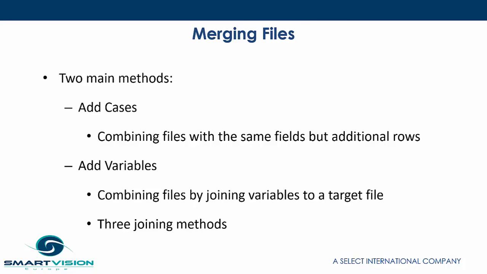The second is the situation where you're adding variables, and this is where you're combining files by joining the variables, usually to a target file, using something like an ID field or what's called a keyed variable. And there are in fact three different methods for doing this, and we'll see what those are in a bit more detail in a moment.